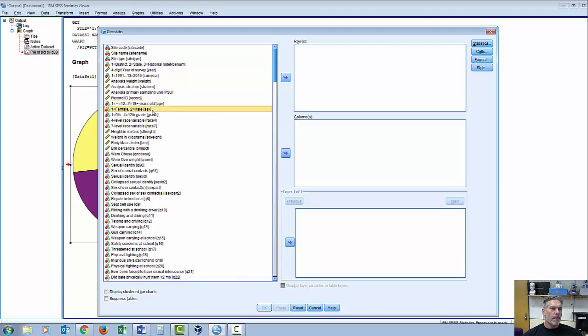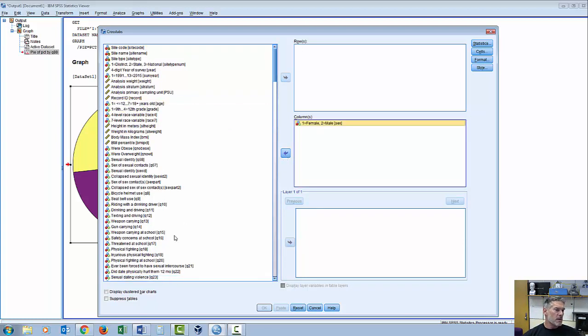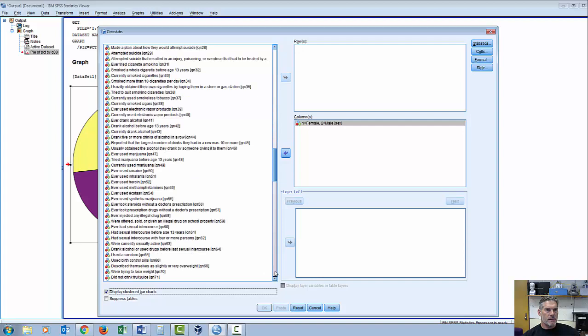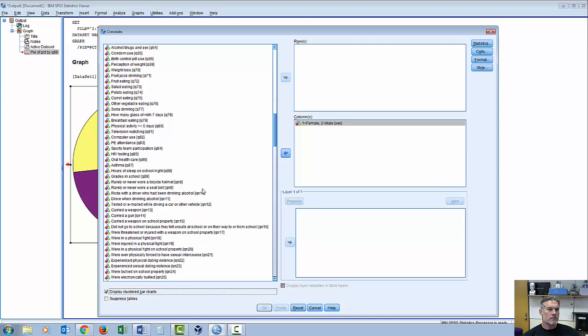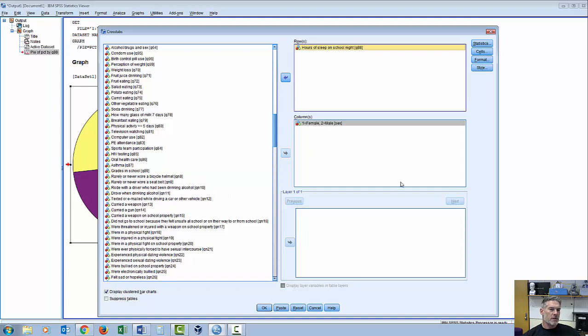So I asked male and female. I'm going to put those in the columns on mine, because I like to have 2 columns to compare male and female with the same question. That makes sense. That's good. All right, so male and females in both columns. Question 88 goes in question 88. All right. Display cluster bar charts, suppress tables. And then we don't need to show any statistics right now, because all it's going to show is frequencies.